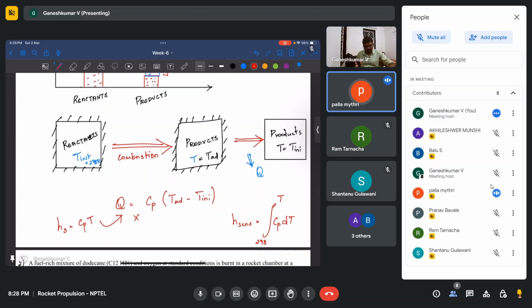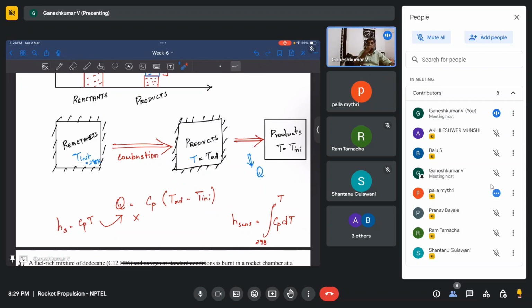You should know that. Sir, what is the heat utilized and heat loss? You got the sensible heat after combustion. So in that, what is the portion of utilization and what is the portion of the loss? Especially in the context of, say, propelling the rocket.